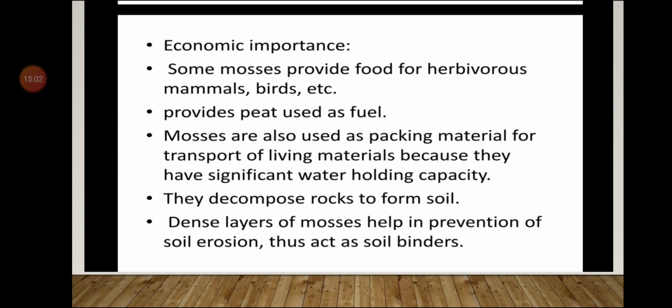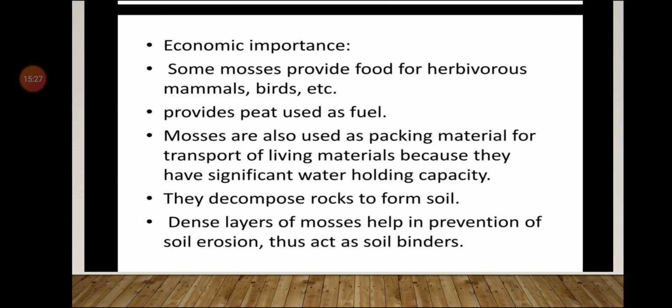Many times these mosses are used for packaging material used for the transport of living material, because they have the capacity to hold a large amount of water. They decompose rocks to form soil. This is also one of the important properties of bryophytes.